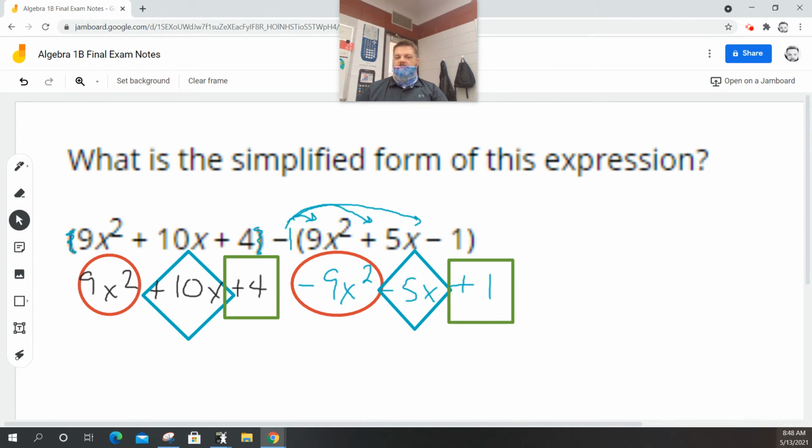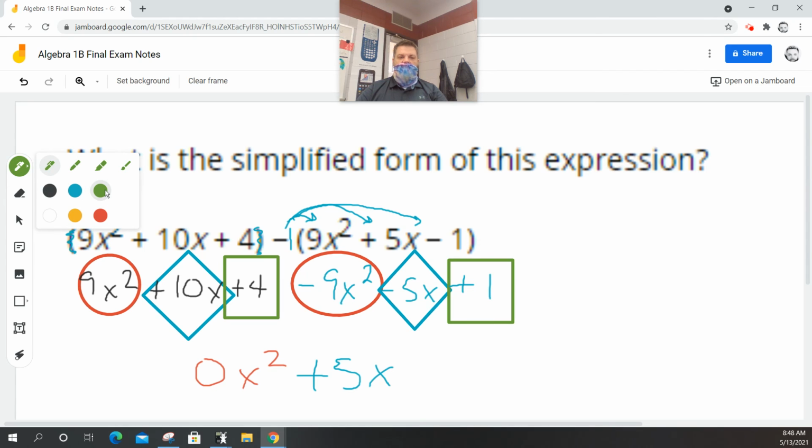Okay. So what is 9 minus 9? 0. So 9x squared minus 9x squared is 0x squared. What is positive 10x minus 5x? 5x, good. So far we're cooking with gas. And what is positive 4 plus another 1? Plus 5.